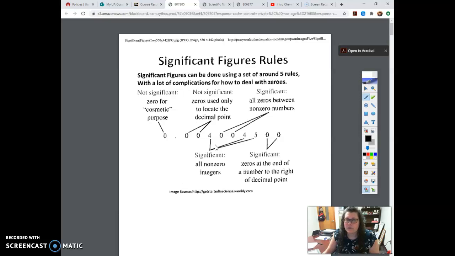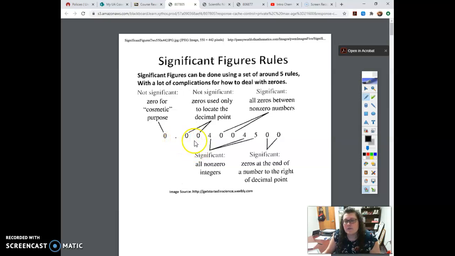How do we know that the zeros are significant? If we have a number like this where we have just a single 0 on the left of the decimal, it's not significant. That's for cosmetic purposes. It doesn't have to be there. It doesn't add anything to the number. So it is not significant.